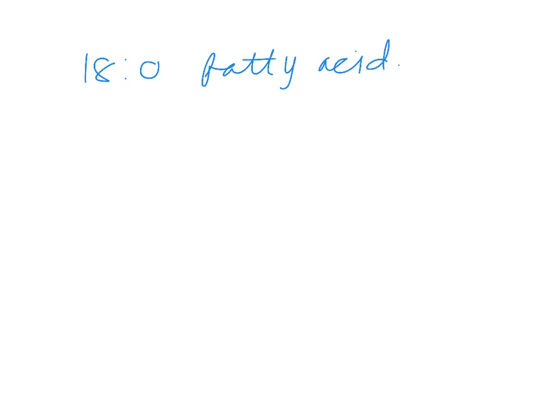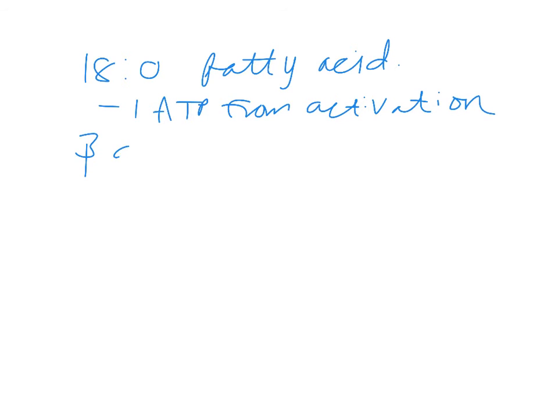All right. First of all, in order to do activation, this is going to cost us an ATP. So I'm just going to subtract 1 ATP from activation. Okay? And then the fatty acid will be transported into the mitochondrial matrix, and then it will undergo beta-oxidation. So from beta-oxidation, what we're trying to find here is the total number of ATPs produced.